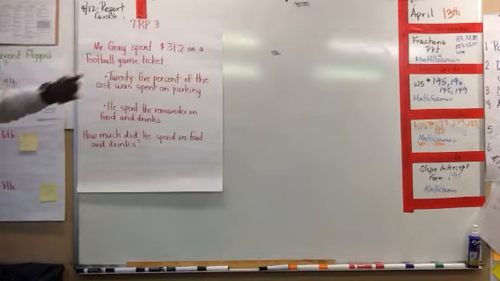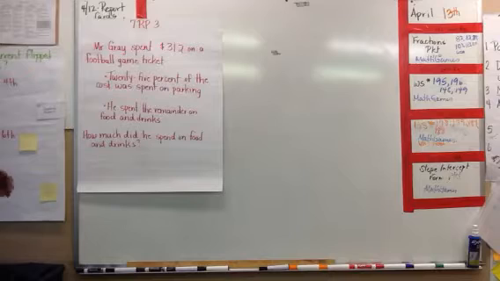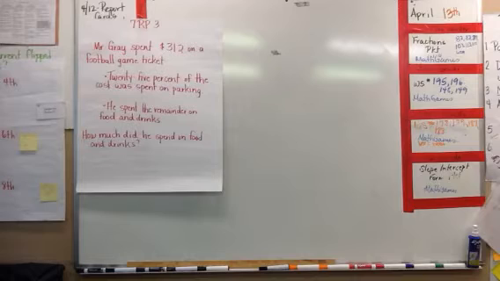Mr. Gray spent $312 on a football game ticket. 25% of the cost was spent on parking. He spent the remainder on food and drinks. How much did he spend on food and drinks? So clearly you can see that this is a two-step word problem.